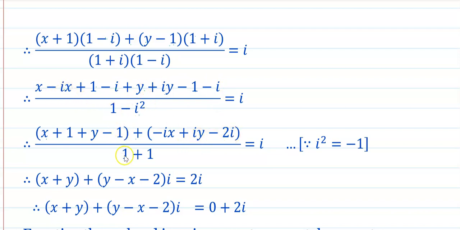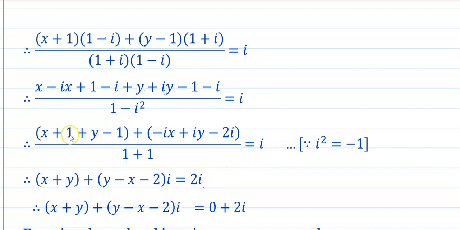Next, 1 minus i square means what? Minus 1. This minus and minus that will become plus. Means what? You are getting 1 plus 1, that is equal to i. Next, this 2 is divided, see, now 1 plus 1 that is 2. When it comes here, i gets multiplied and that will become 2i.